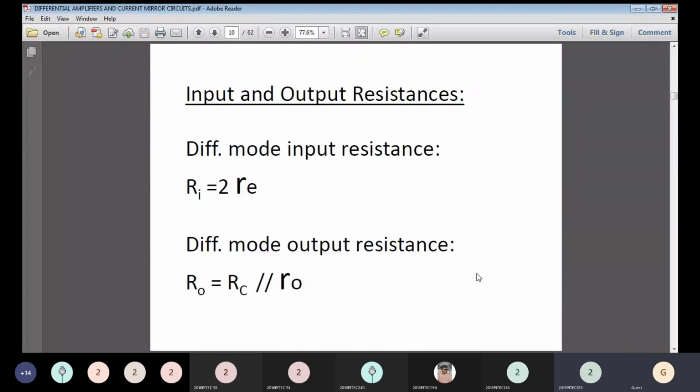The unit is decibel, dB. So what is the formula for input resistance and output resistance in both modes, differential mode and common mode? First we'll discuss differential mode. The differential mode input resistance is Ri equal to 2 into the emitter resistance Re. The differential mode output resistance is Ro equal to Rc in parallel with the output resistance ro.